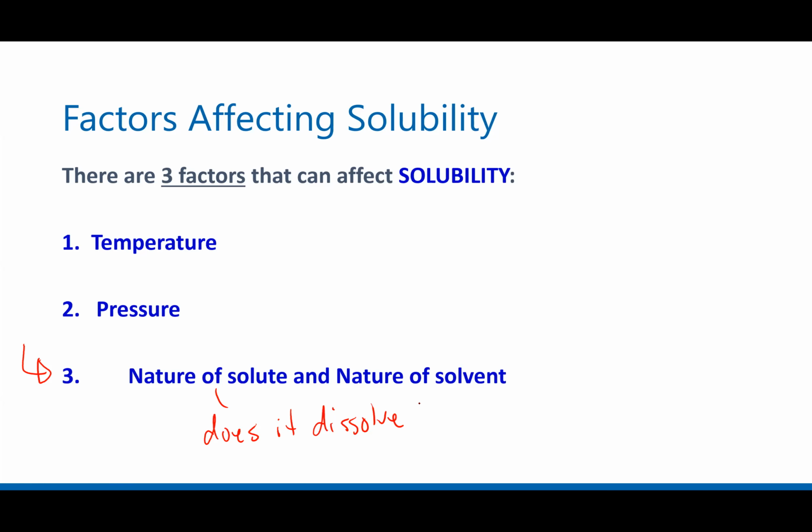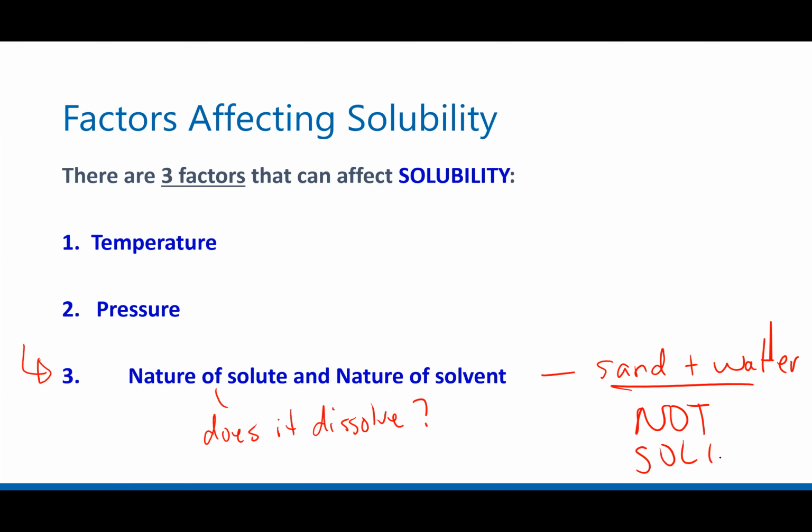Right? So that's a really weird one, but it is such an important factor. You can change the temperature and pressure all you want, but if the chemical isn't soluble, if the chemical doesn't dissolve, it's not going to dissolve. That's just science. It's how it works. So, like I said, the best example I can give is sand and water. It's just not going to dissolve. It's not soluble. So there's nothing you can really do.